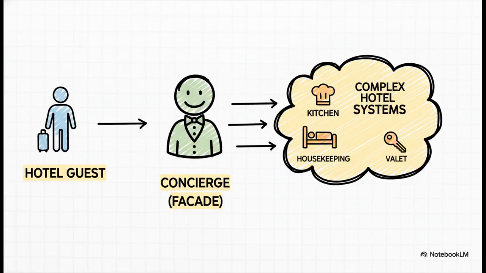And the perfect real-world example of this is a hotel concierge. Think about it. As a guest, you don't need to know the direct line to the kitchen, or the housekeeping schedule, or the valet's extension. You just make one simple request to the concierge, like, hey, I need my car and a late dinner, and they act as your single point of contact, handling all of that crazy complexity behind the scenes for you.